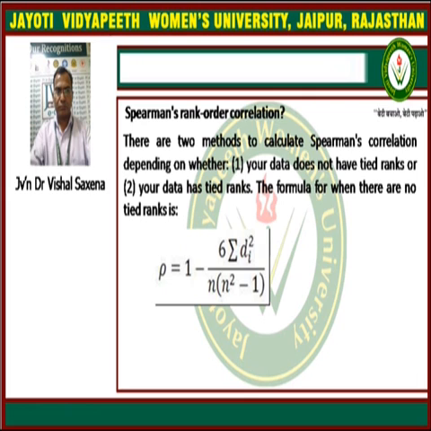If data are repeated, then in this formula there will also be a change. Summation of di square is replaced by summation of di square plus summation of corrected factor, and the corrected factor CF is to be calculated for each and every repeated data. If data repeats in the series of x or in the series of y, then we also have to find the corrected factor for each term. So the formula of rho is given by 1 minus 6 times the bracket summation of di square plus summation of corrected factor, divided by n into n square minus 1.